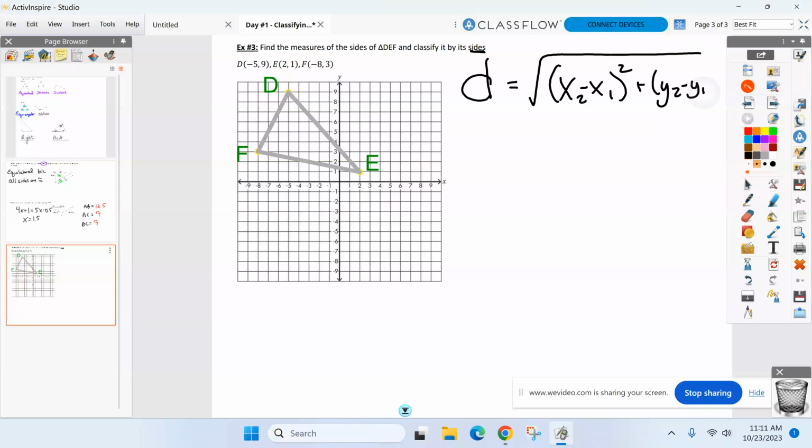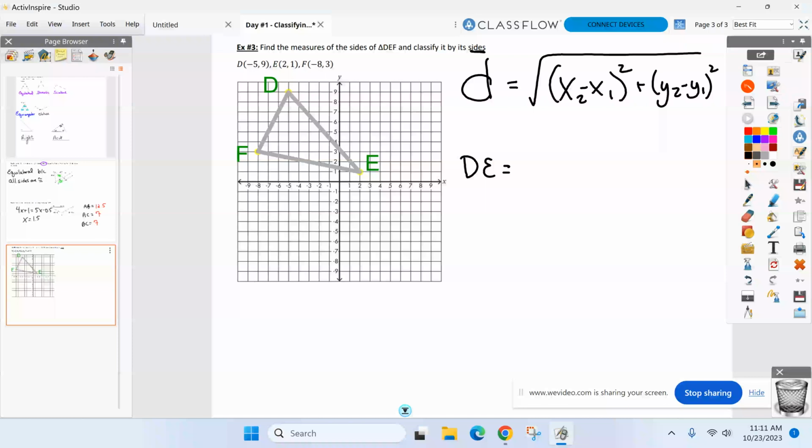God, thank you for redeeming your class. Thank you. There it is. Yes, order does not matter what you subtract them in. But the x's have to go together and the y's. You can't mix and match them. All right, I'm going to do side DE with you. And then I'm going to let you and your group do the other two sides.